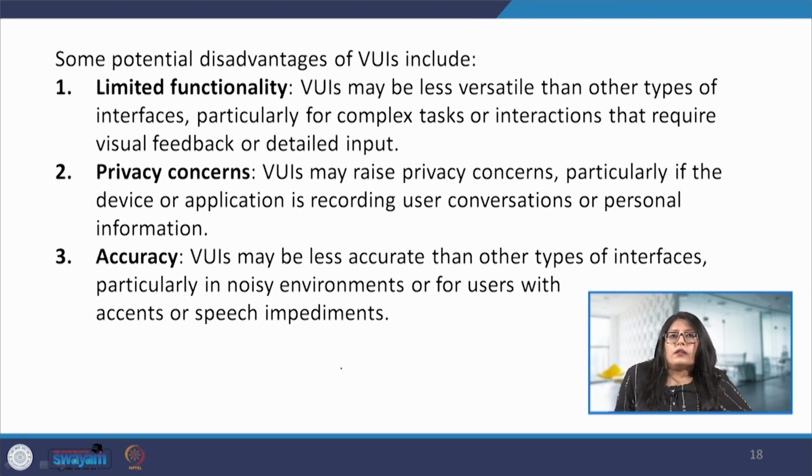And lastly, the accuracy, that this particular interaction may be less accurate than the other types of interfaces, especially when we are in a situation like in our house, but maybe some procession is going in our neighborhood or some wedding is going on in a neighborhood, then in that case the accuracy will be decreased. And also if somebody is having some kind of a speech impairment, in that case also this will probably not be the most effective way out.